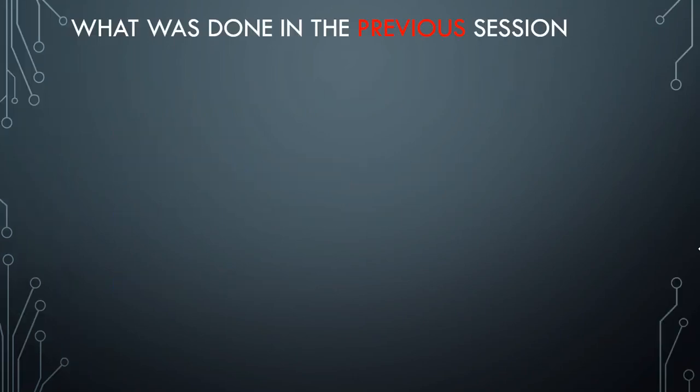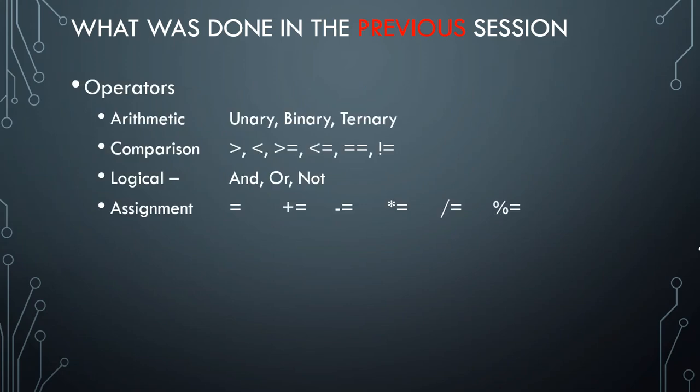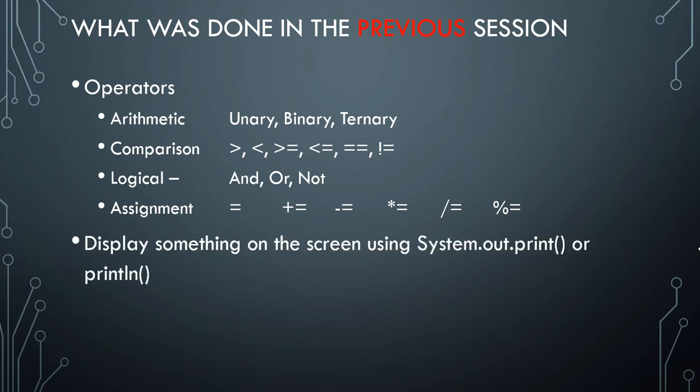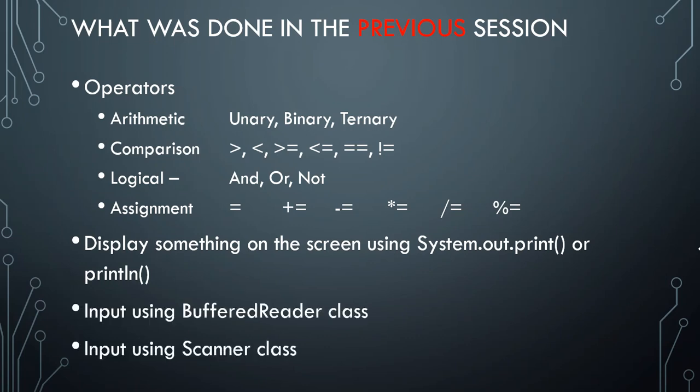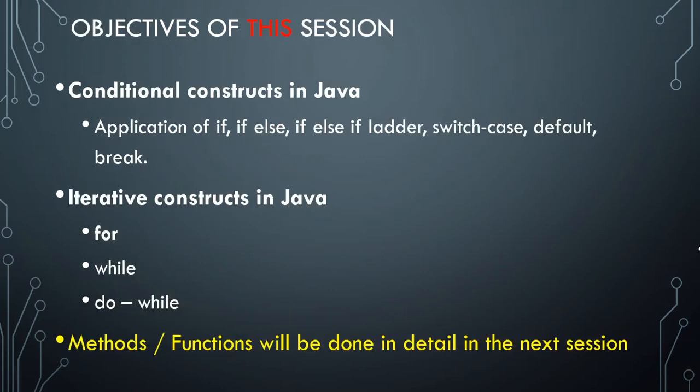Now in part 2 we did a few things. We did the operators, that is arithmetic, comparison, logical and assignment operators. We also did how to display something on the screen using print or println, using the BufferedReader class and using the Scanner class for taking input. In this session we will be doing a few things.